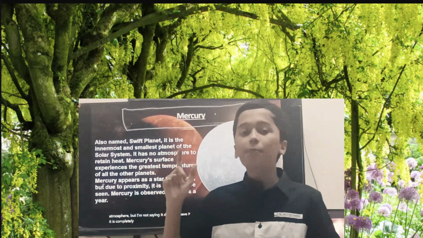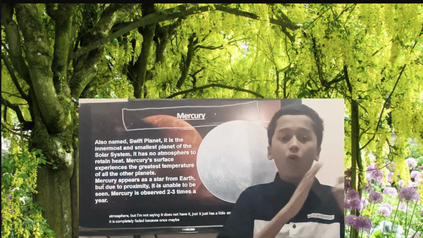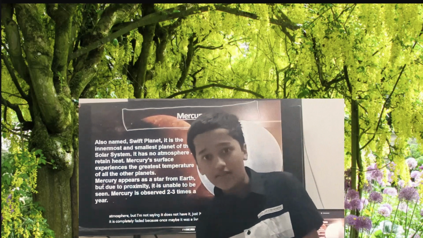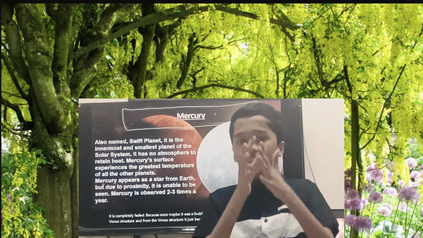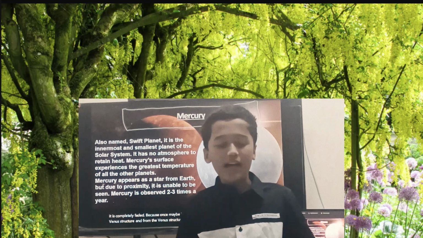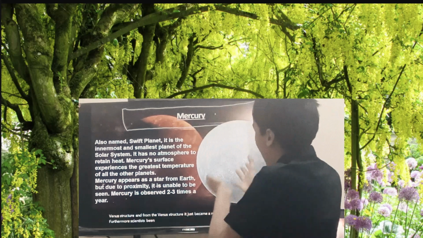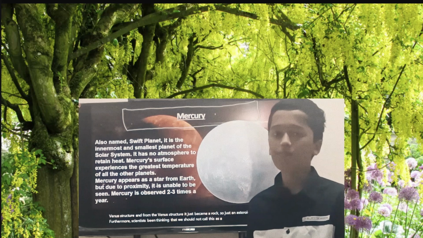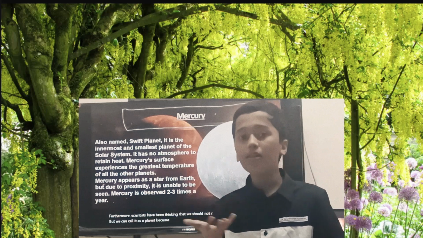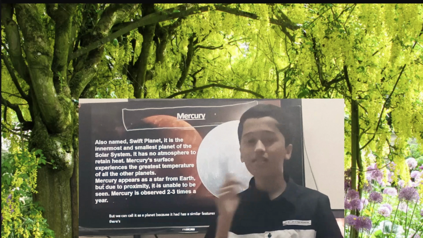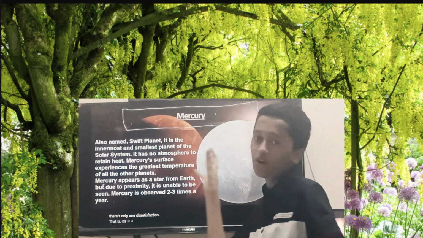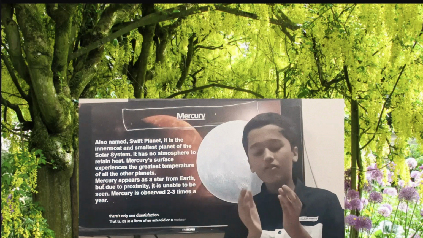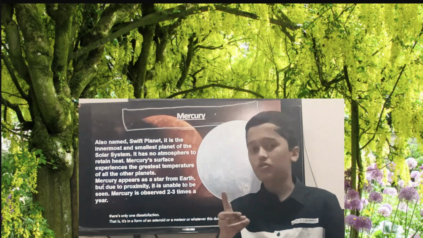Because maybe once it was a livable planet, but then it became a Venus structure, and from the Venus structure it just became a rock. So just an asteroid. Furthermore, scientists have been thinking that we should not call this a planet, but we can call it a planet because it has features similar to a planet. So that's why. But there's only one dissatisfaction. That is, it's in the form of an asteroid or a meteor or whatever. It does not have the atmosphere we need it to have.